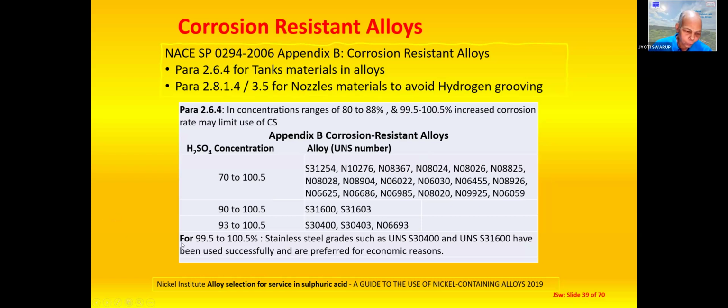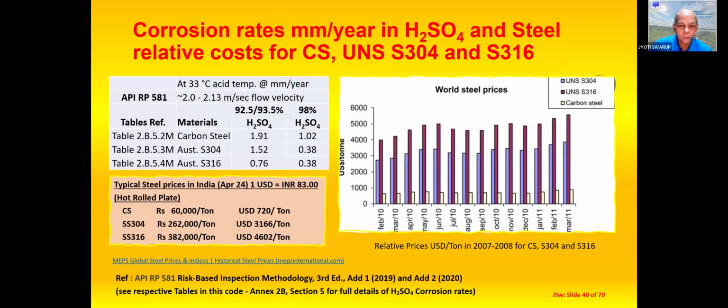There are other codes also, like the Nickel Institute, which has alloy selection for service in sulfuric acid. So a lot of these references I have mentioned here for use if you are actually designing a tank for sulfuric acid. The corrosion rates are given in millimeter per year, and steel relative cost for carbon steel, 304 and 316, because as I mentioned carbon steel is the cheapest material, 304 is up from that and 316 is still more costly.